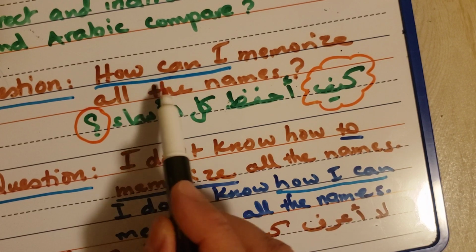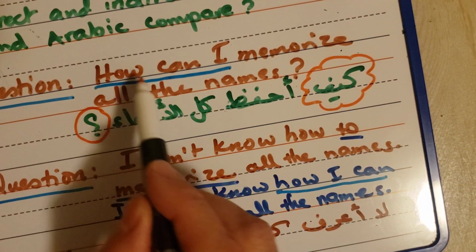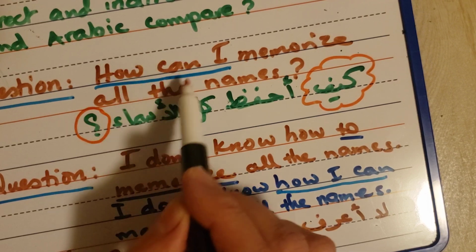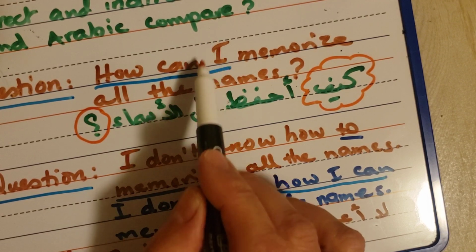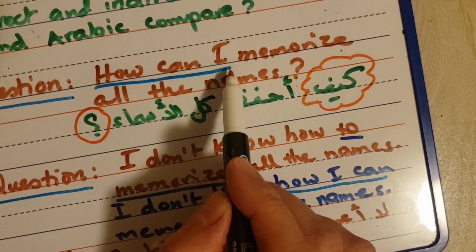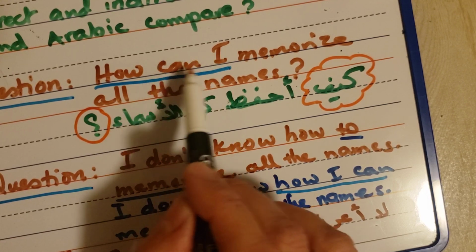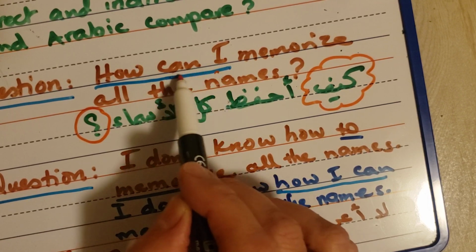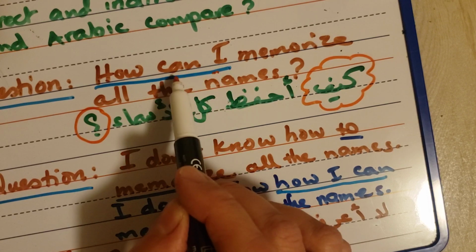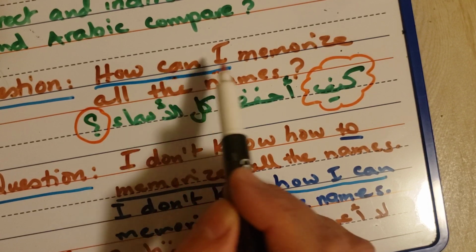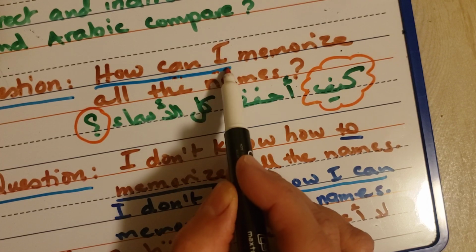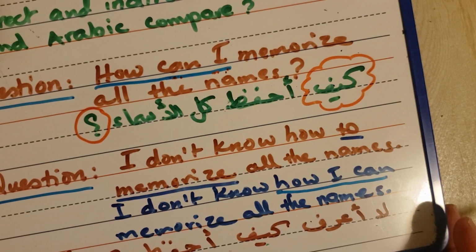In English, you notice there is how can I. So the supportive verb comes first, and then the subject comes after it, because this is how the words are organized in a question. Supportive verb comes first, and then comes the subject.